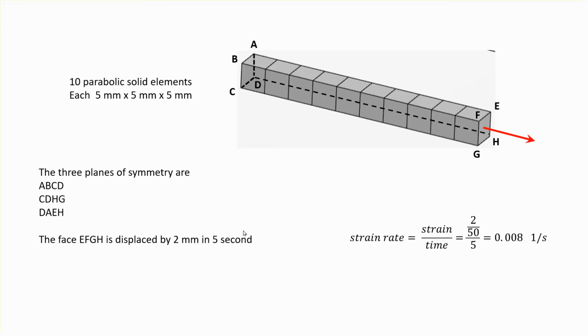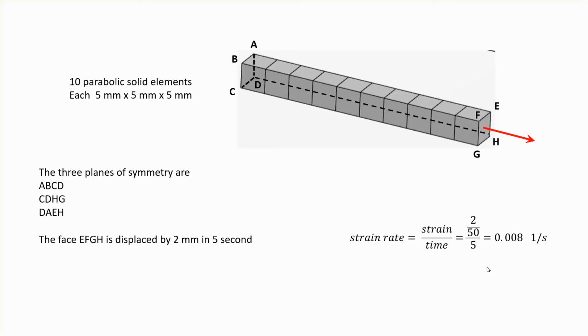Although the problem is going to be done statically, and this is not real time, the time should be consistent. In other words, 2 millimeter over what period? This should match with the strain rate that you're interested in. The strain is 2 millimeter over 50 millimeter, and over a 5-second dummy period that is going to be a strain rate of 0.008.